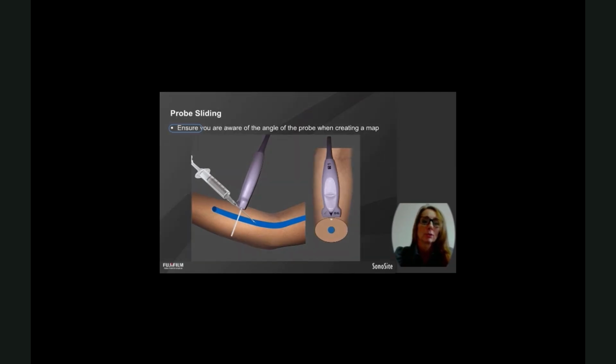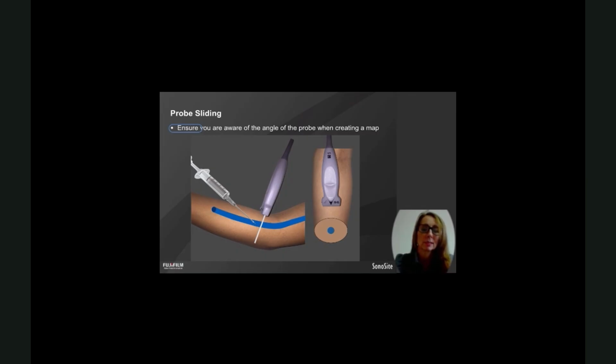Ensure that you're aware of the angle of the probe when you're creating a map or needling. The slightest little tilt of the probe or change of the angle has quite a big effect on where you're actually scanning, particularly with the deeper vessels. A slight tilt in the angle on the surface results in quite a big arc and a big difference in where you think you're looking. So be really aware that you're at 90 degrees to the surface, pointing down at what you want to see, or if you're tilting it, that's what you've planned to do. Be aware of what your probe's actually getting an image of.